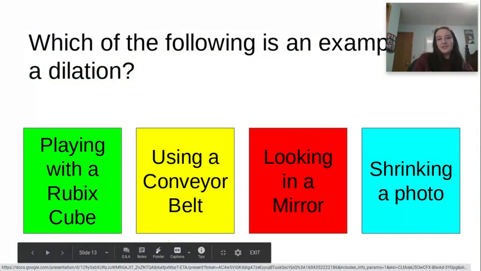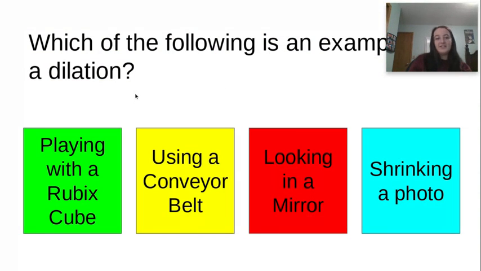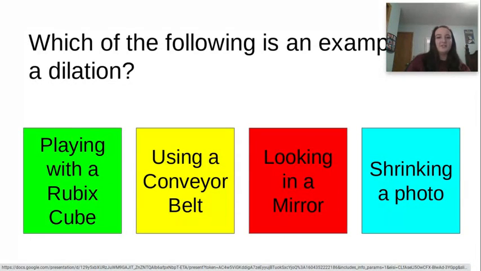So now the question is, which of the following is an example of a dilation? We have playing with the Rubik's Cube. Remember, that's our rotation, so that's not a dilation. Then we have using a conveyor belt. Remember, that's when things move around, so that's a translation, not a dilation. Looking in a mirror is a reflection, so that's not a dilation. Shrinking a photo. Remember, when you shrink it, you're making it get smaller, and therefore that is the dilation.